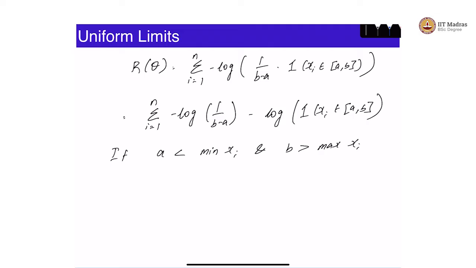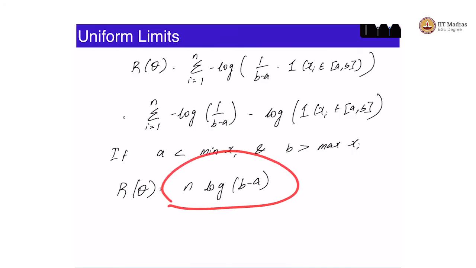So without loss of generality, we can choose a to be less than min of xi and b to be greater than max of xi. If we do choose that, the second term is always going to be equal to 1, so the log of 1 is going to be 0. It's going to completely cancel itself. So r of theta is simply n times log of b minus a.